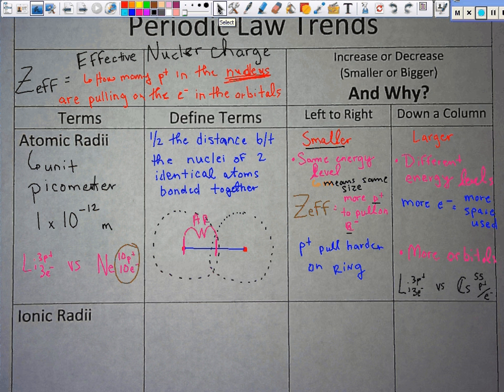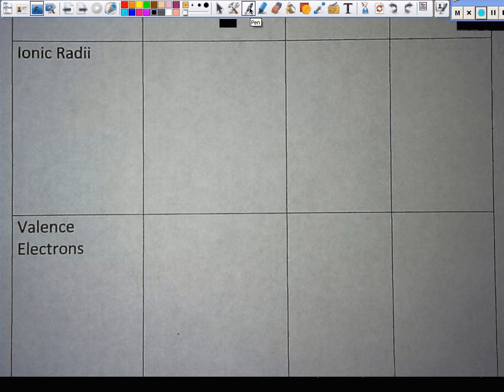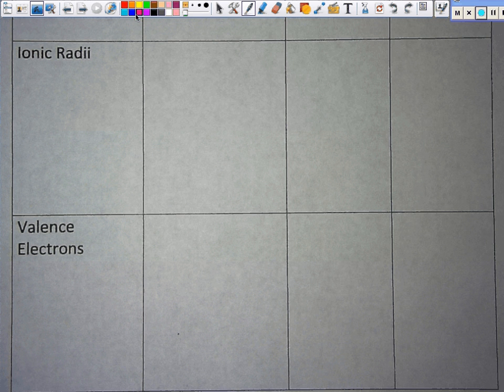Okay, so let's talk about ionic radii. Well, the first thing we need to know is what in the heck is an ion? All right, well, hopefully you know this by now. An ion is an atom that has gained or lost what? That has gained or lost something. Okay, if you said an electron, then you are correct. So it has gained or lost an electron. That is the key there.